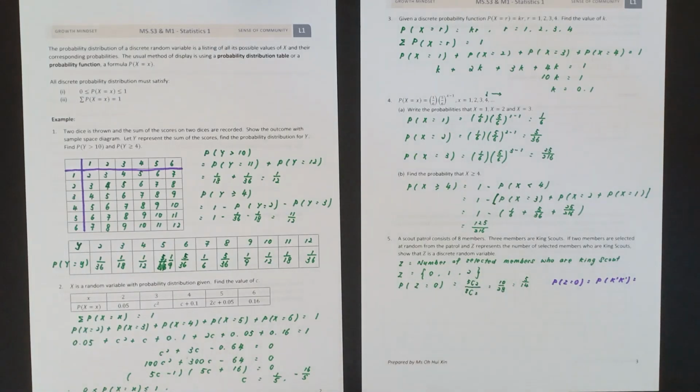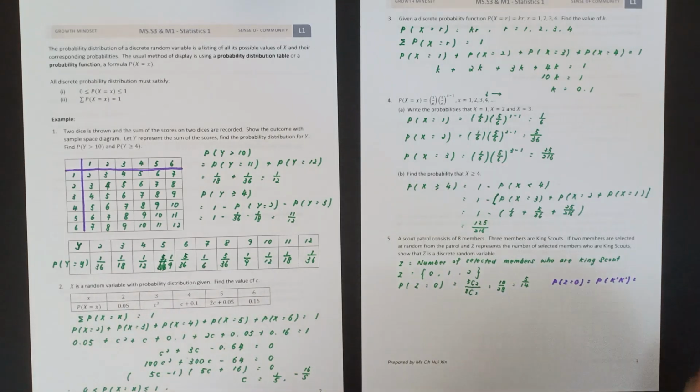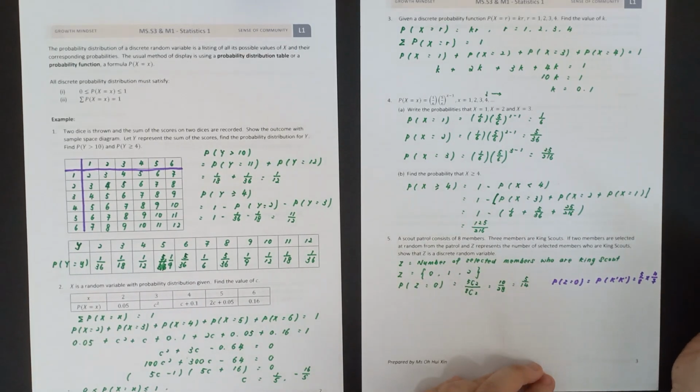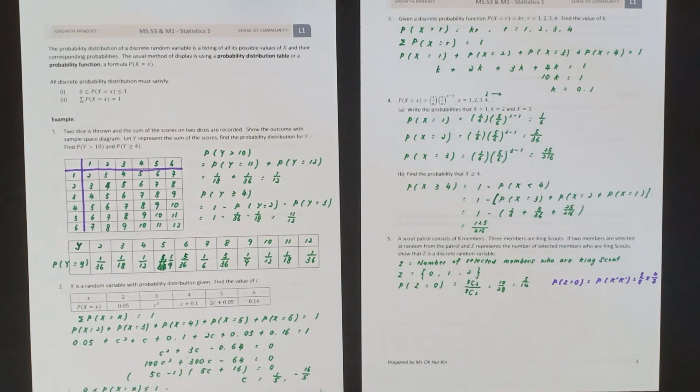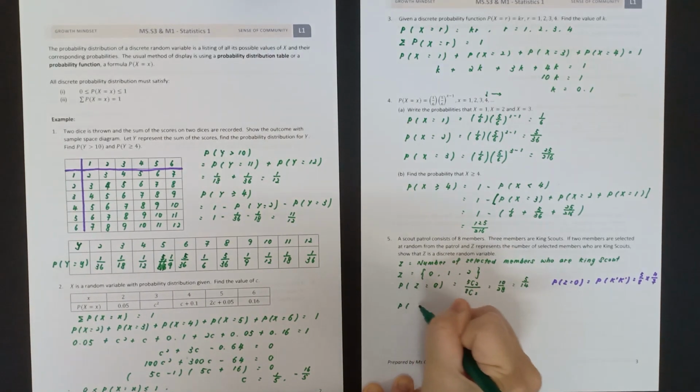So the probability for me to not get a king scout is going to be 5 over 8. After I have chosen the first one, I am left with 4, chosen out of 7. So when you have 5 times 4 over 8 times 7, you will get the same thing also, which is 1 over 14. So it depends on you which one you want to use, it's totally fine. Okay, so the next one for Z equals to 1.